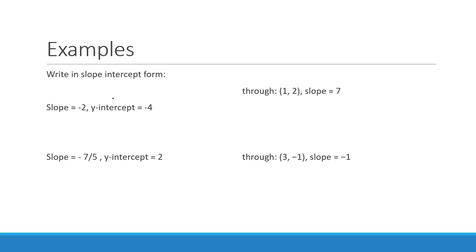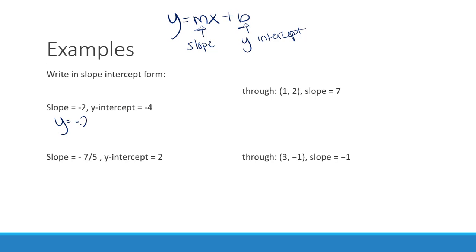So, for example, write each in slope-intercept form. So, let's do a reminder. Slope-intercept form is y equals mx plus b. Y and x stay the same, but what you need is the slope and the y-intercept. So, you need where it crosses the y-axis. Notice those two things are given to us right here, so we just need to plug in what we have.